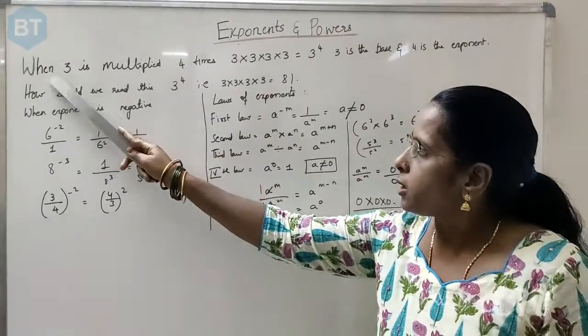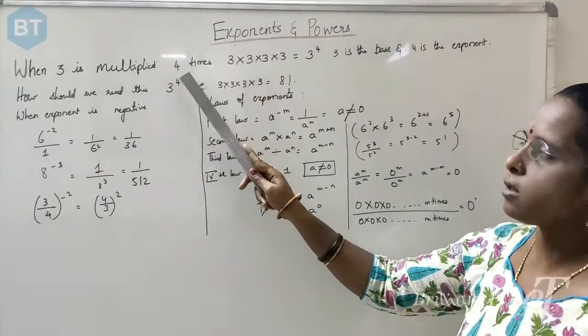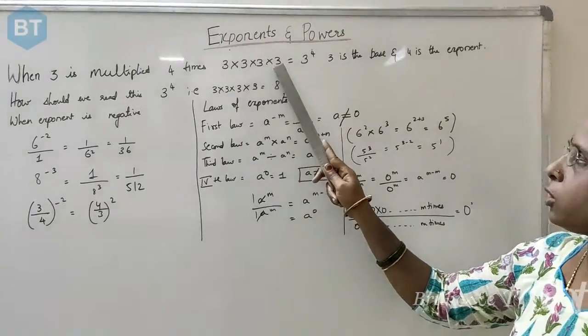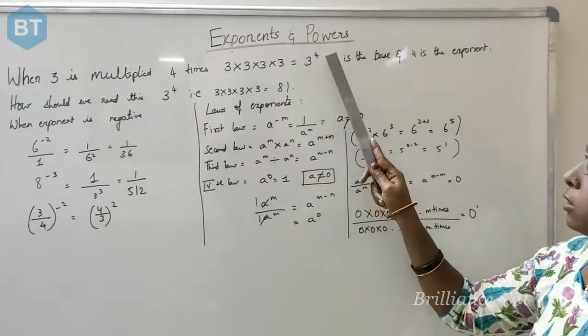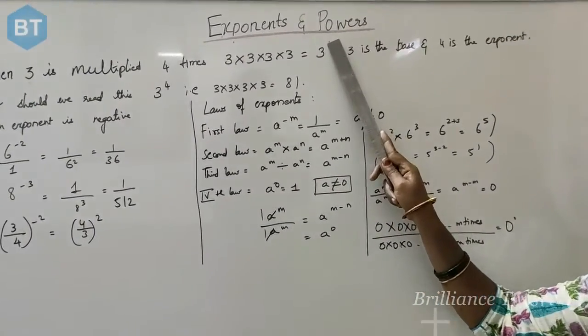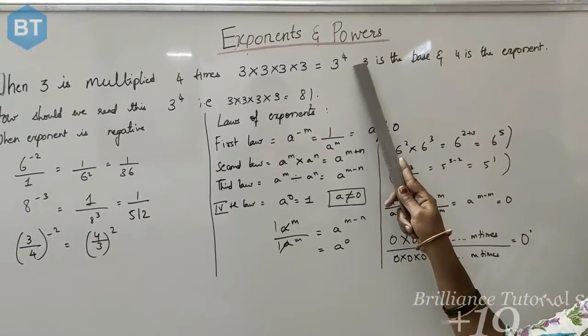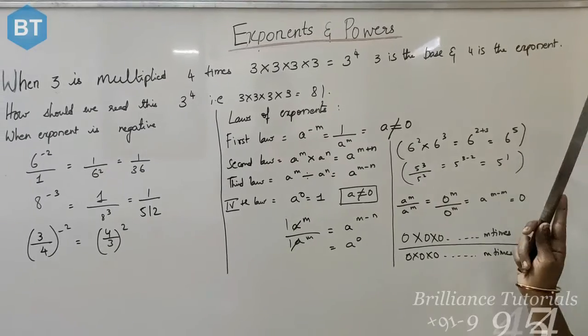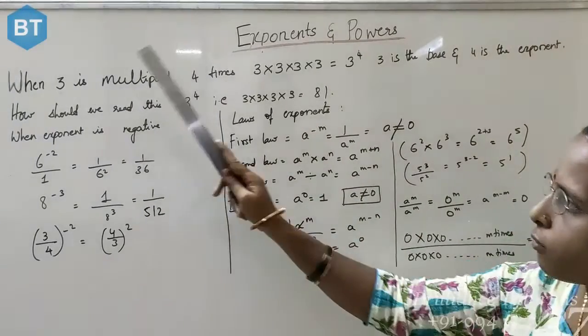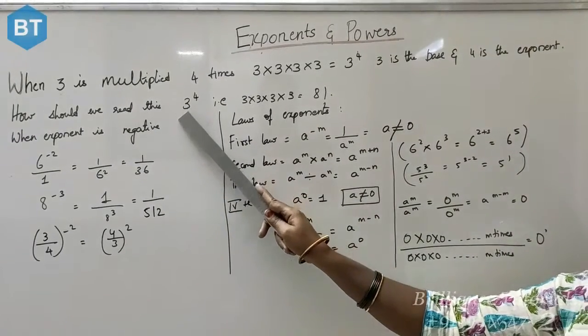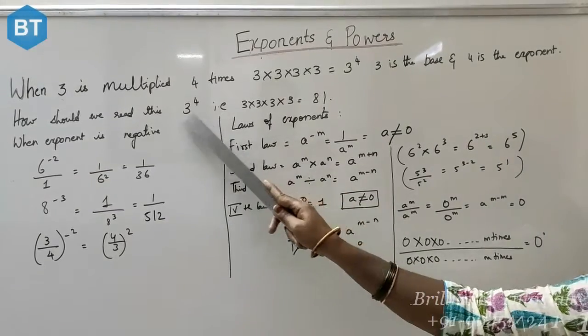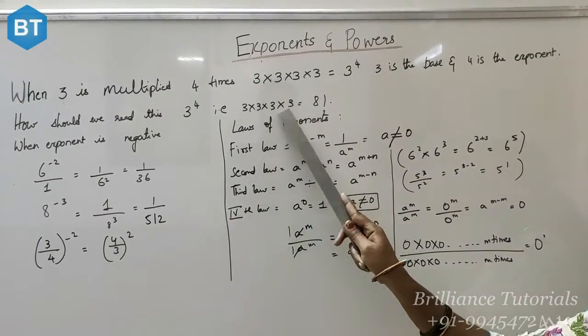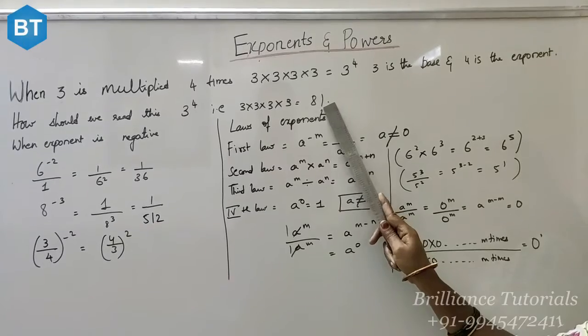When we multiply 3 four times, 3 into 3 into 3 into 3, we get 3 to the power 4. So here 3 is called the base and 4 is called the exponent. And how do we read this? We read it as 3 to the power 4. That is, when we multiply 4 times, we get 81.